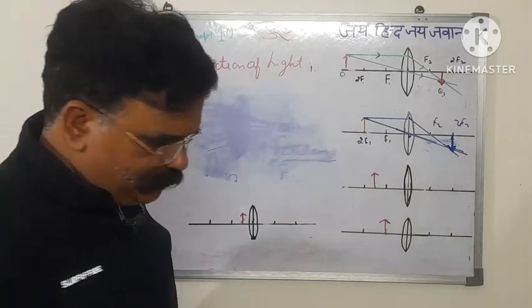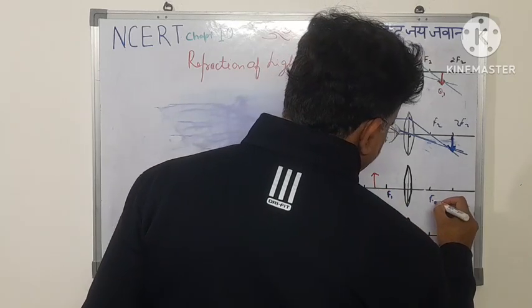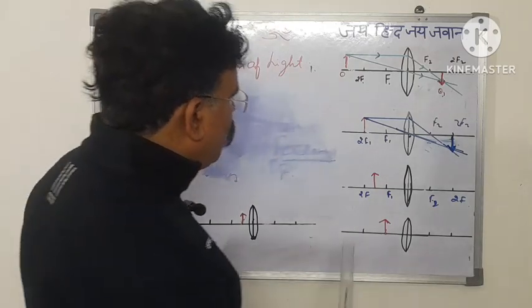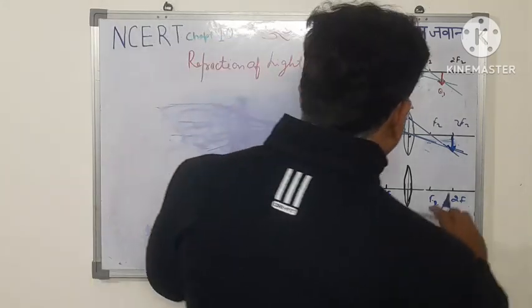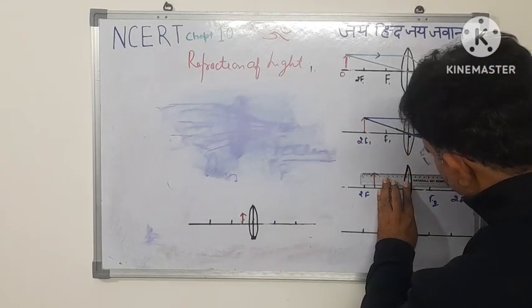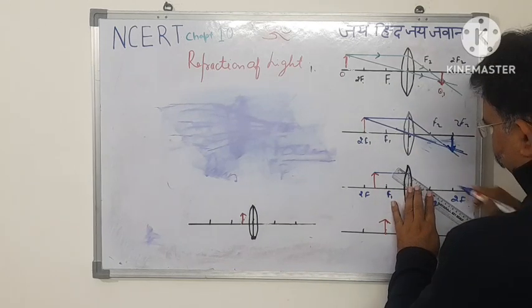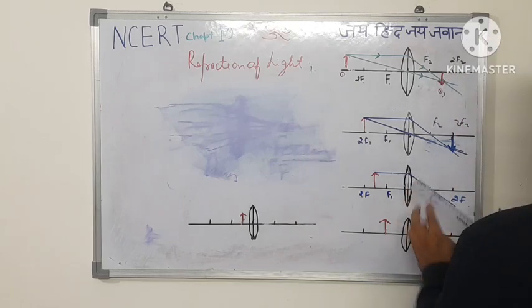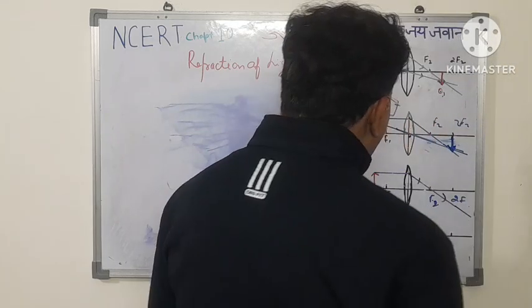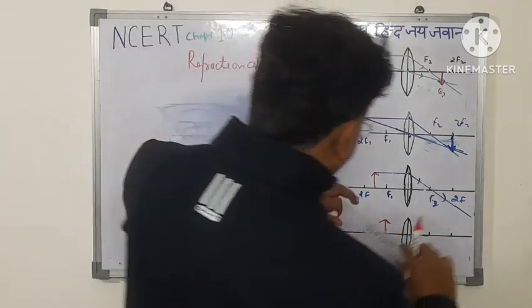Now see the third case. This is the focus. This is the 2F. What is happening if the object is kept between F and 2F? Let us make one straight line. This ray will pass through the focus point only. What will happen to the other ray? The other ray will pass through the optical center.